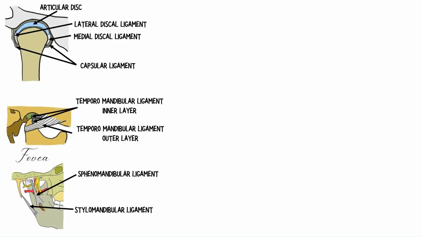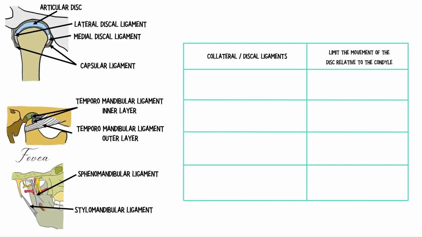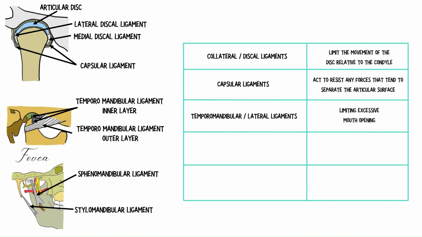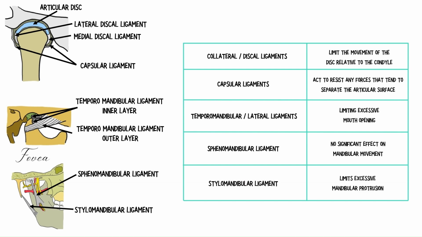The collateral ligaments limit the movement of the disc relative to the condyle. The capsular ligaments act to resist any medial, lateral, and inferior forces that tend to separate the articular surfaces. The lateral portion of the capsular ligament is reinforced by a strong ligament, the temporomandibular ligament, which resists excessive dropping of the condyle, thereby limiting excessive mouth opening. The sphenomandibular ligament does not have a significant effect on mandibular movement, while the stylomandibular ligament limits excessive mandibular protrusion.